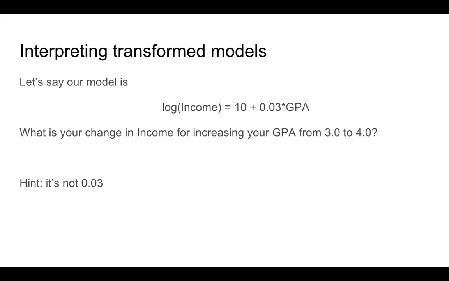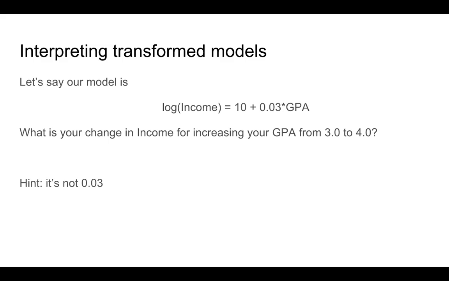It's not 0.03, right? Your change in log income is 0.03 because that's the definition of a slope. If we increase GPA by 1, which is 3 to 4, the change in your response variable is the slope. So 0.03 is the change in log income. Who wants to get a log income someday? No, we all would like an income someday.